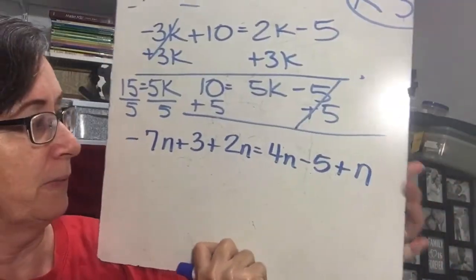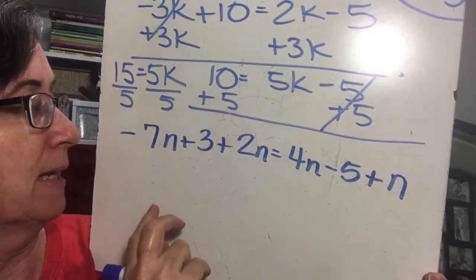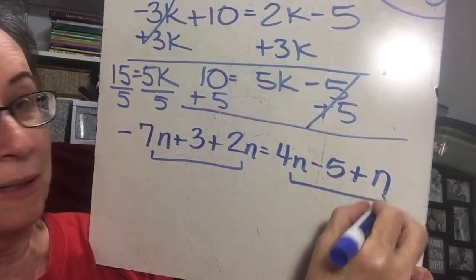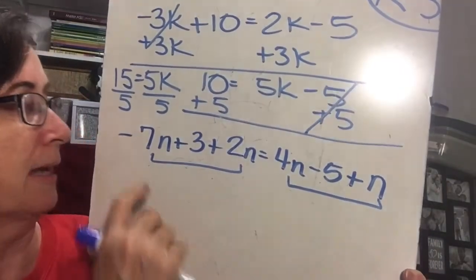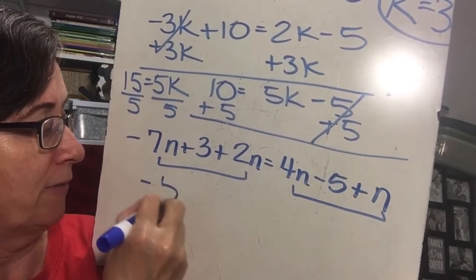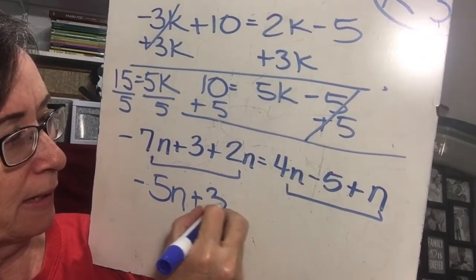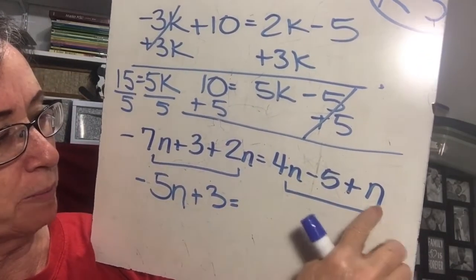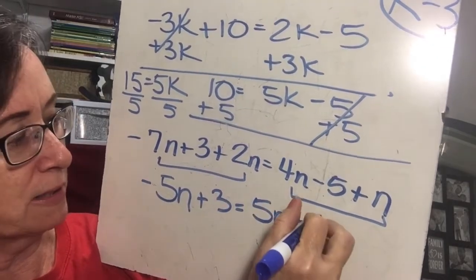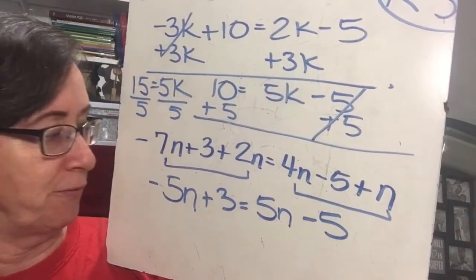Okay, so let's look at the next one. Okay, I've got lots of n's. So I have 2 n's on the left and 2 n's on the right. So let's get those consolidated. Negative 7n and a 2n is a negative 5n plus 3. And then on the right, 4n plus 1n is 5n minus 5.